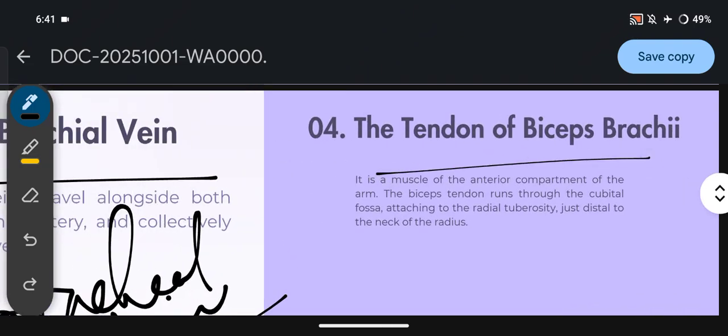A muscle of the anterior compartment of the arm, the biceps tendon runs through the cubital fossa and attaches to the radial tuberosity just distal to the neck of the radius.